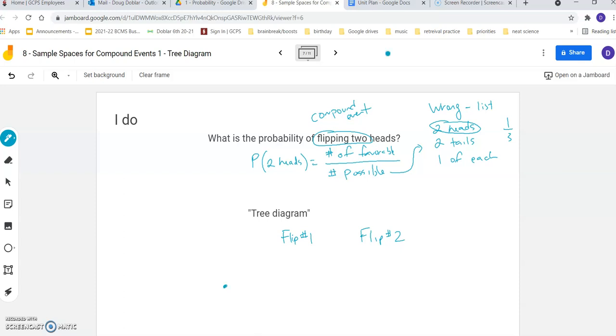I'm going to start over here, and I'm going to say, okay, so for flip number 1, I only have 2 possible outcomes. I could flip a head, or I could flip a tail on my first coin or my first flip, depending on how you're doing it, right? Now, after that, let's say I flip a head first, and then I'm going to flip my other coin next, right? So after flipping my head, my flip on my next coin could also have 2 possible outcomes, right? I could get a head, or I could get a tail on flip number 2.